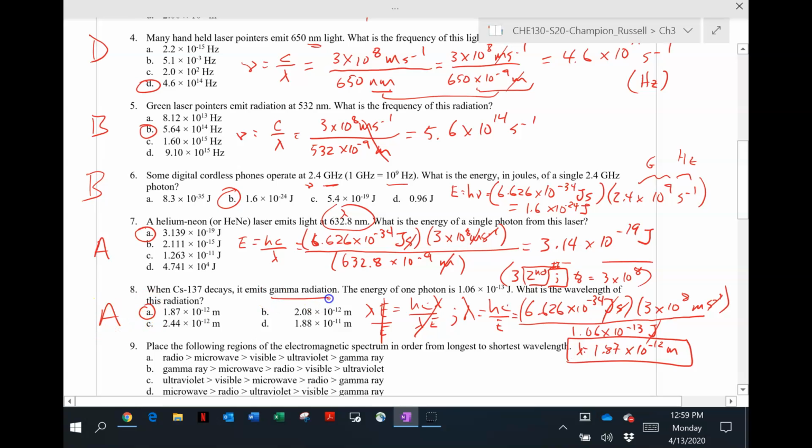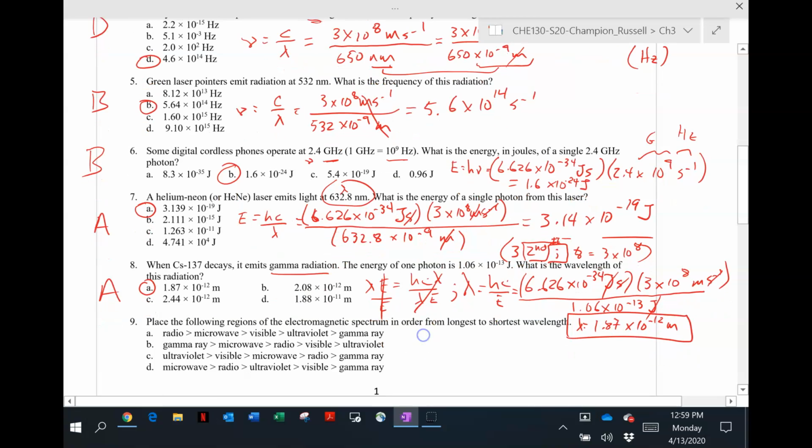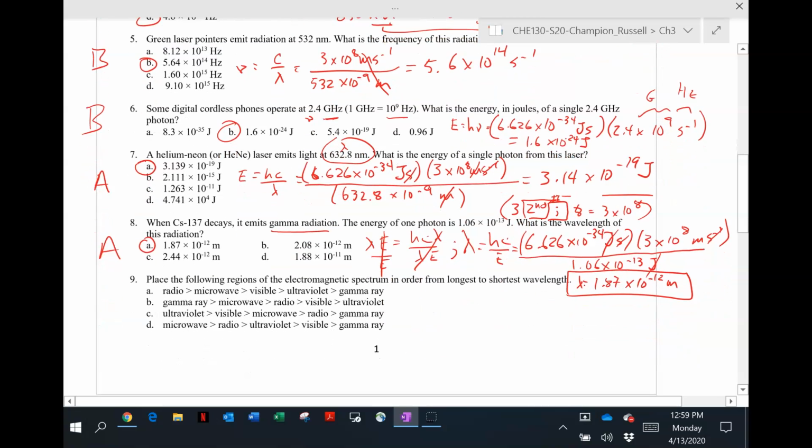And gamma radiation is a high energy, very short wavelength thing. So when we look at number 9 here, and we're looking at these parts of the spectrum, we're going from longest to shortest wavelength. So that's going to be lowest to highest frequency and lowest to highest energy, if we keep those things clear.